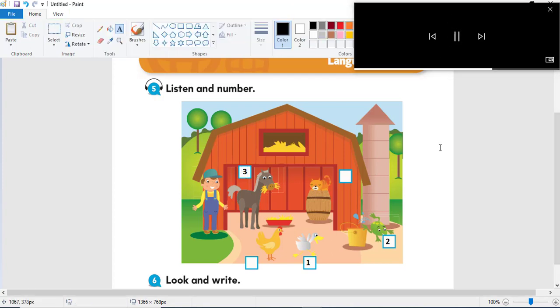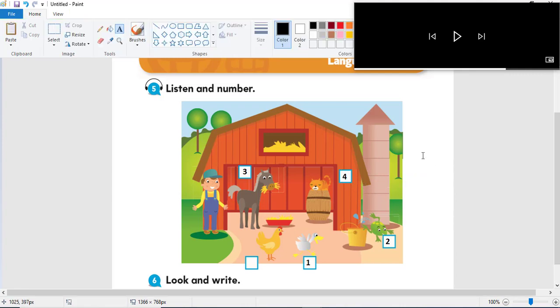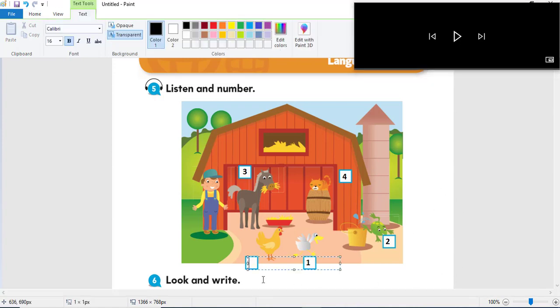4, What's the cat doing? It's sleeping. And now they're talking about the cat. Yes, correct. The cat is number 4. Great. And the last one. Let's listen to the last one. 5, What's the chicken doing? It's standing. Yes, what's the chicken doing? It's standing. Yes, and the chicken is number 5. Great work.